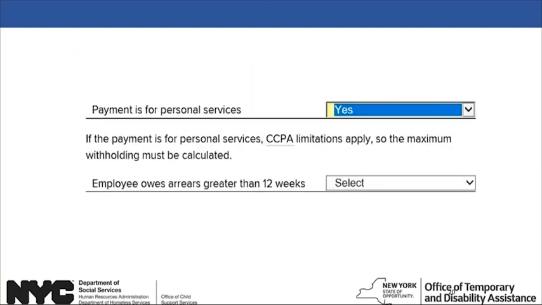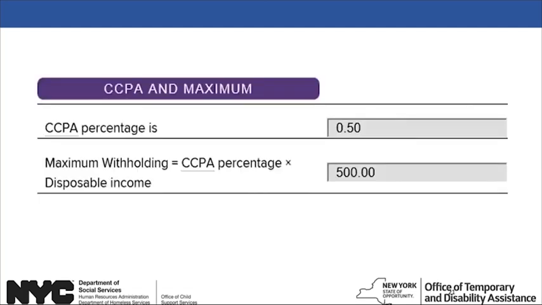To indicate whether the lump sum payment is for personal services or non-personal services, select yes or no from the drop-down menu. If the lump sum payment is for personal services, you must also indicate if the employee owes arrears greater than 12 weeks. To do this, you would use the drop-down menu to indicate yes, the employee owes arrears greater than 12 weeks, or no, the employee does not owe arrears greater than 12 weeks. You would then click on the CCPA maximum button, and the calculator will determine and display the withholding percentage and maximum amount that can be withheld. In this case, the percentage is 50% and the maximum withholding amount is $500.